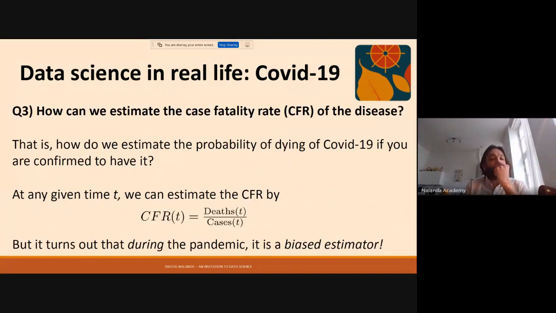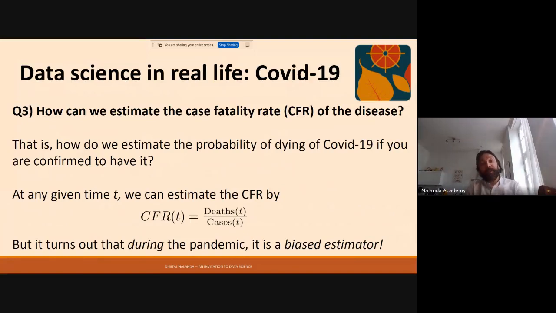So finally, we're going to just end up with something that I hope can be explained using just common sense, and this is hitting on the concept of estimators and whether they can be biased or not biased. Okay, so we covered this in the first lecture. We're going to cover it again. So the question is, how can we estimate the case fatality rates of the disease? So what is the probability of dying of COVID-19 if you have been confirmed to have it?